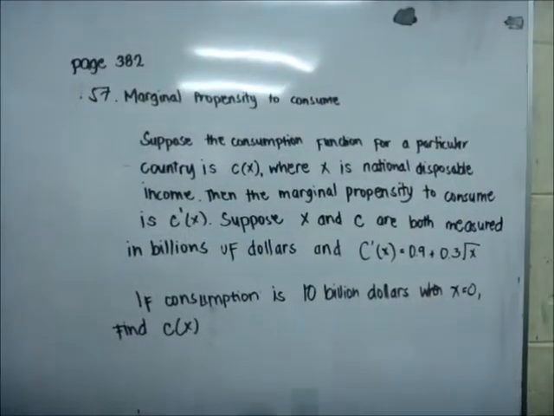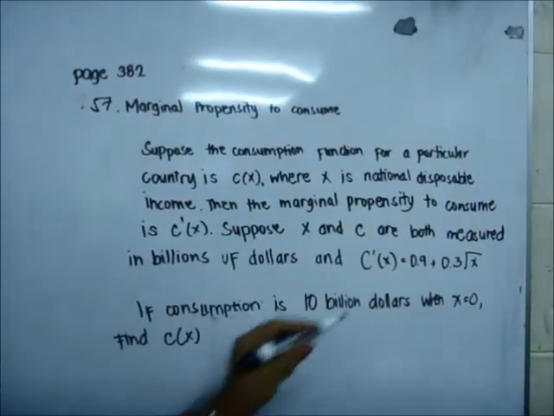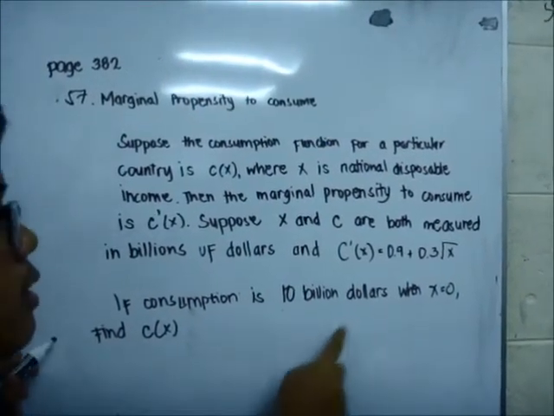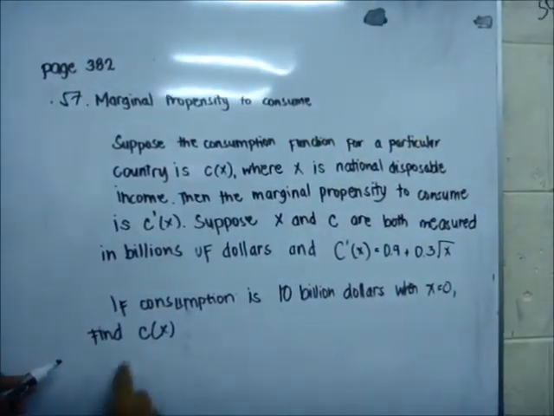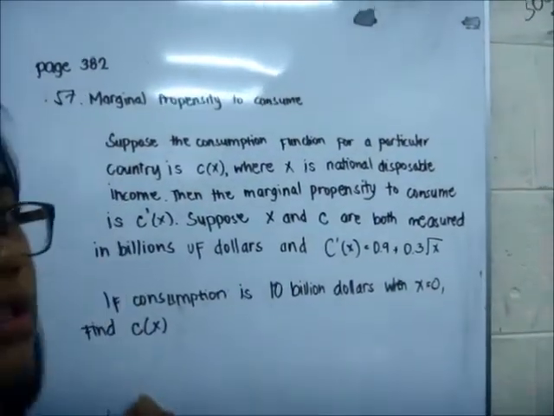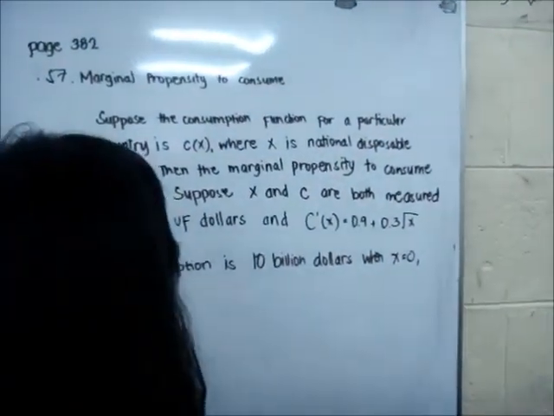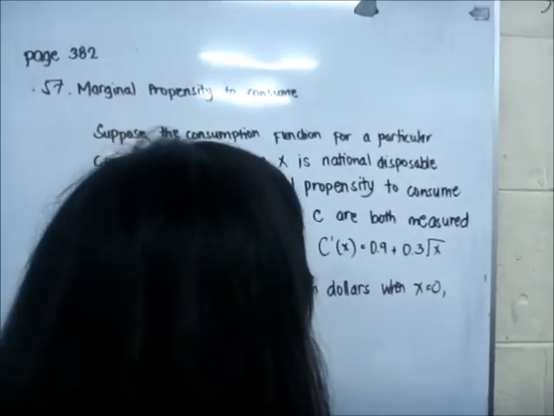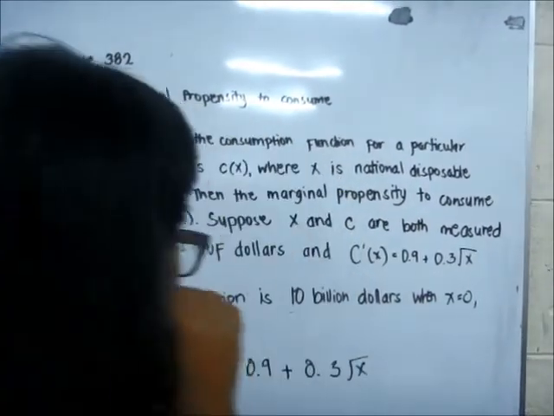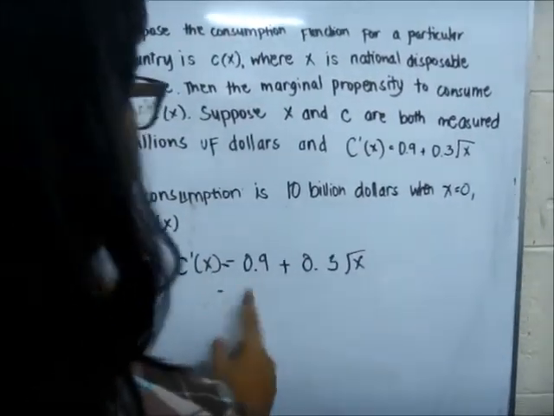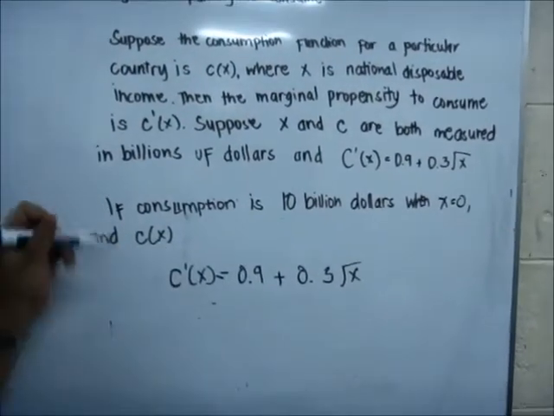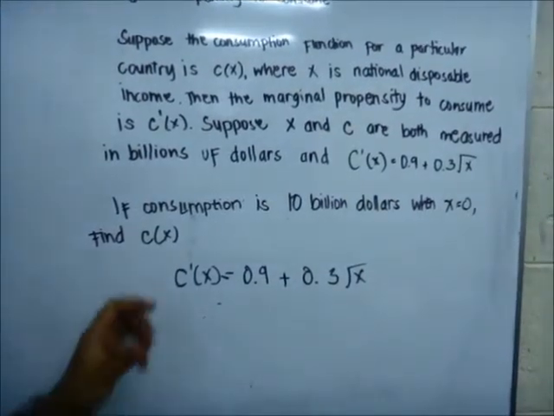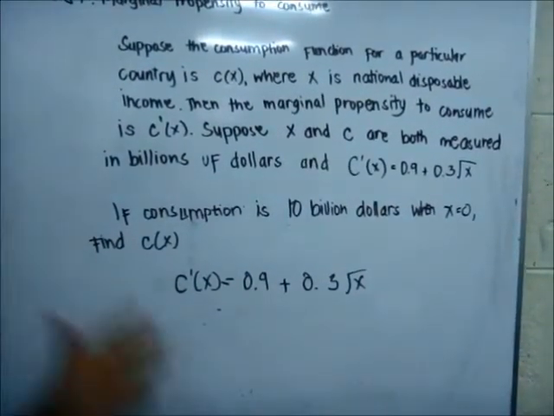Assuming you have already read the problem, let's now focus on the equation and the condition. The condition is if consumption is $10 billion when x is 0, find C of x. Let's first write our equation. Now, what we want to find here is C of x. Our equation is in the first order of derivative. What we'll be going to do is to integrate this.